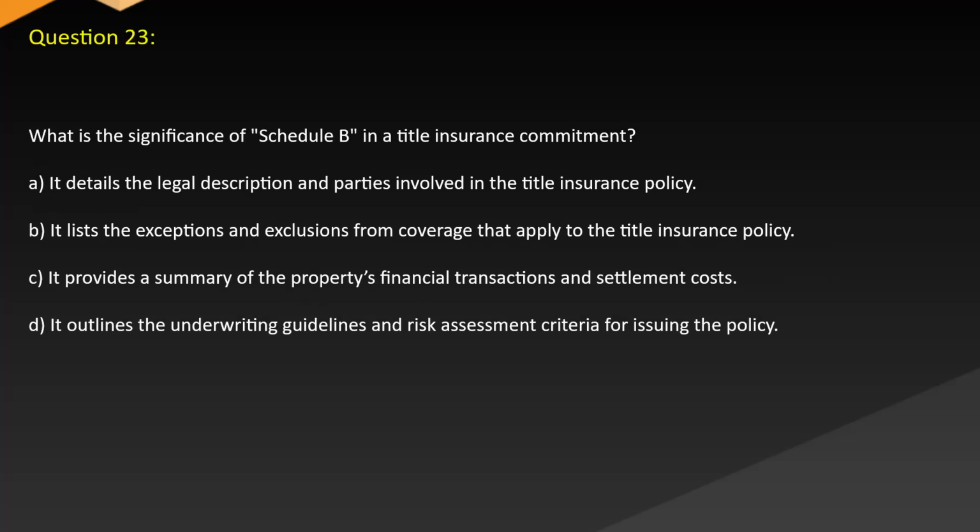Question 23. What is the significance of Schedule B in a title insurance commitment? A. It details the legal description and parties involved in the title insurance policy. B. It lists the exceptions and exclusions from coverage that apply to the title insurance policy. C. It provides a summary of the property's financial transactions and settlement costs. D. It outlines the underwriting guidelines and risk assessment criteria for issuing the policy.